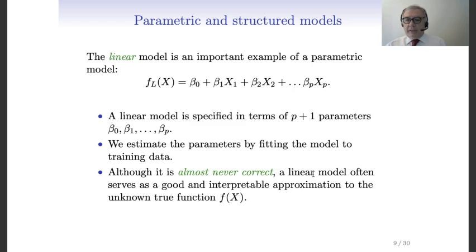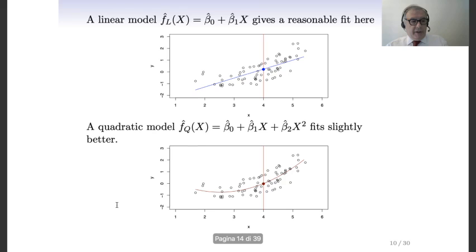But nevertheless, a linear model has many advantages and can be used as a good and interpretable approximation to the unknown true function. So even if wrong, it could still be very, very useful. And we can see the linear model at work here. So we have our data. We are interested again in finding a prediction in correspondence of x equal to 4. We fit a linear model.